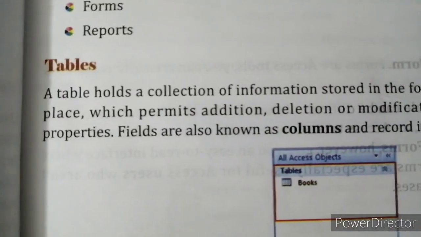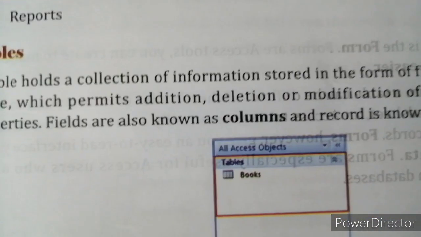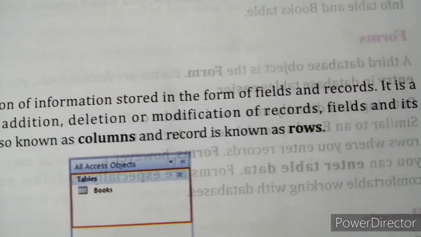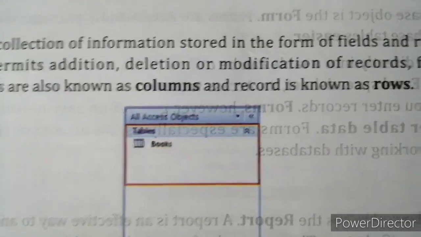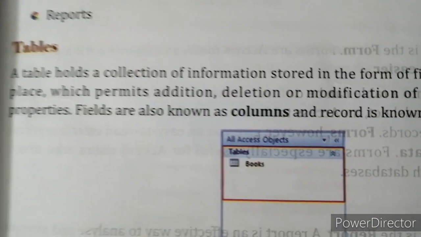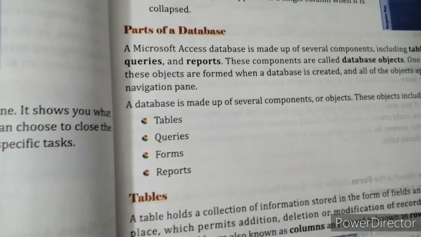It is a place which permits addition, deletion or modification of records. That means we can add something, we can delete data or we can modify a record. Fields and their properties. Fields are also known as columns, and the records are also known as rows.